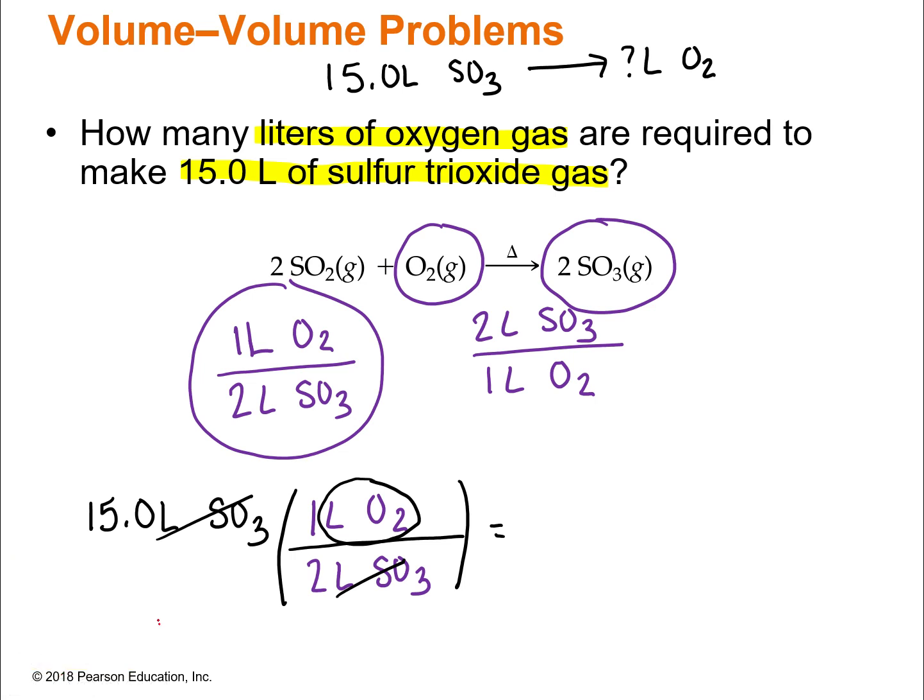In your calculator, you're doing 15 divided by 2. And when you answer, you need 3 sig figs. So your calculator will stop here at 7.5. But you need to add a 0 so that you have 3 significant figures. And don't forget units.